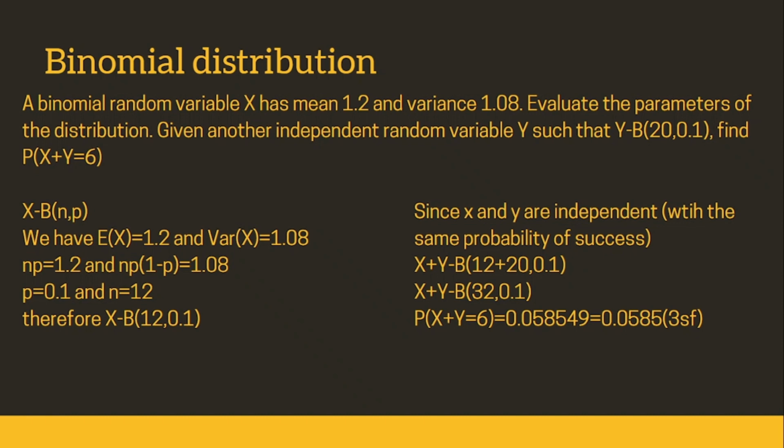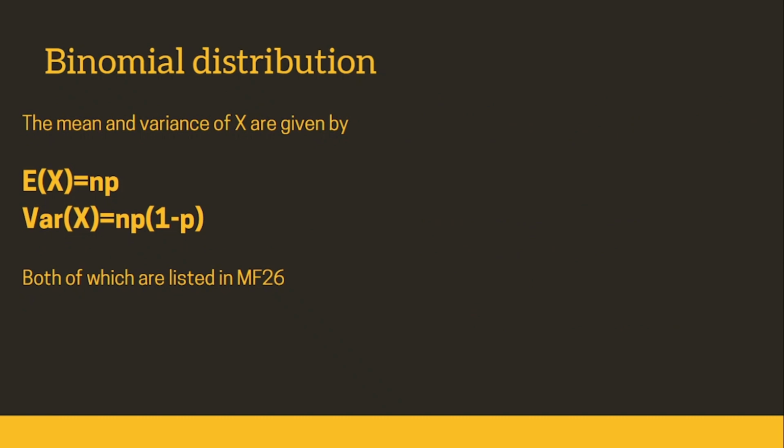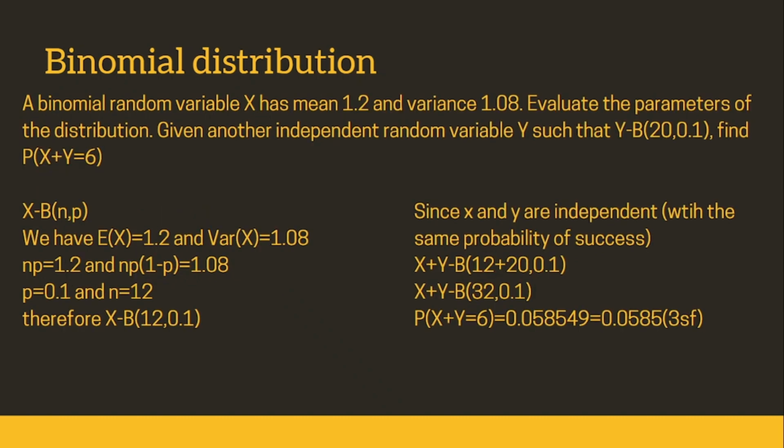Find the probability that X plus Y equals 6. So we're going to look at X first and try and break it down. Based on the previous slide, where E(X) equals np and variance equals np(1 minus p), we actually insert these values inside and see what we can find.